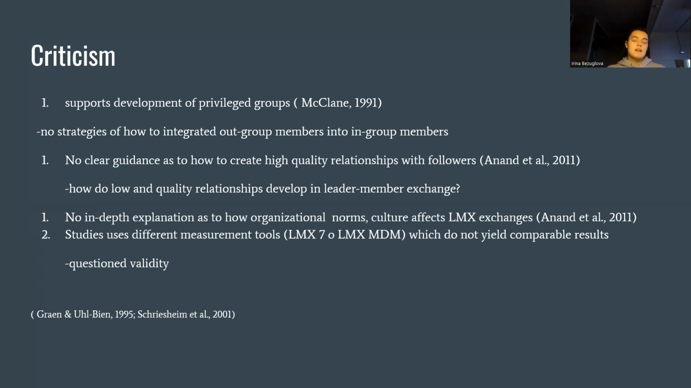And then studies use different measurement tools, which do not yield comparable results. Well, that is a big criticism, because how can we compare results if the different studies use different tools, which do not yield the same results? So there's definitely something to be questioned.